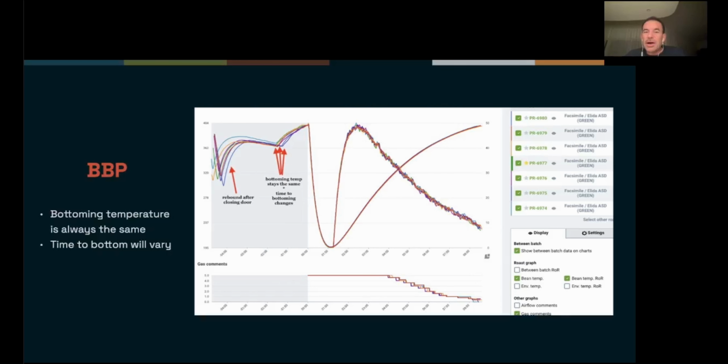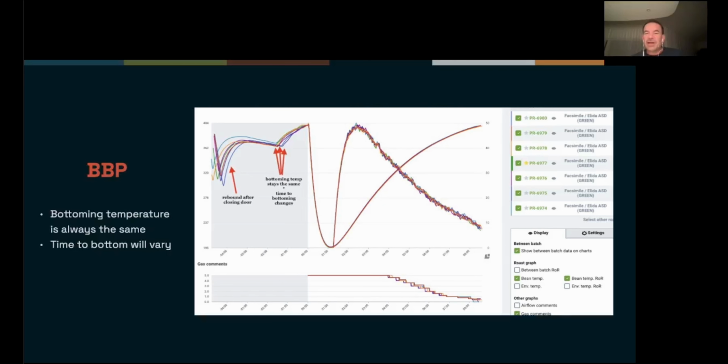So when it comes to airflow during your BBP, I would recommend whatever airflow level you're using in the second half of your roasts, keep that airflow level during the BBP. If you are using 2 airflow levels during your roast batches, switch to the lower airflow setting right as you reach the bottoming temperature and after you turn on the gas.